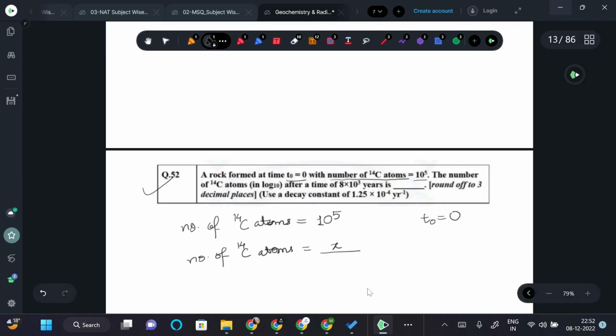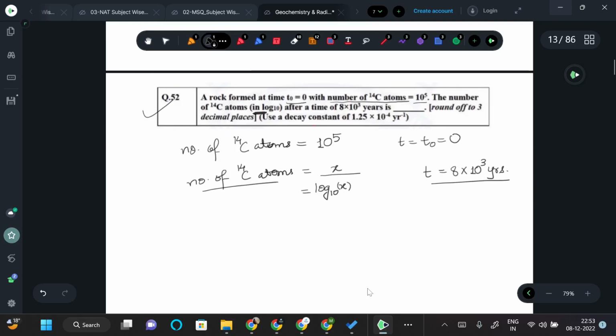So let's say this is x. The question is asking about log base 10 of x. Here it is clearly mentioned in log base 10. After a time, now here t is, at t0 equal to 0, here t is equal to 8 into 10 to the power 3 years. So what will the number of C14 atoms be after this much time? At t equal to 0, it was this. At t equal to some given time, what will it be?